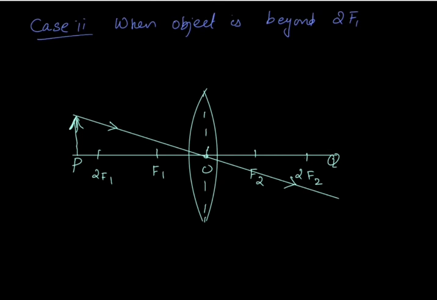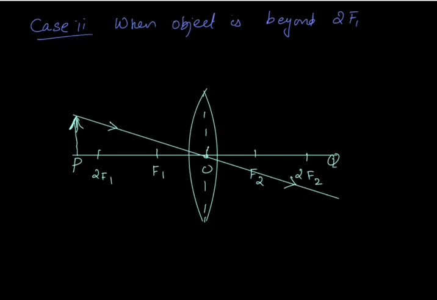So the first ray I have shown here is the ray which is passing through the optic center, which is moving undeviated, and I have shown the direction of the incident ray as well as the refracted ray using arrow marks. Now the second ray which I am going to consider is a ray which is parallel to the principal axis. A ray parallel to the principal axis will go through the focus after refraction.